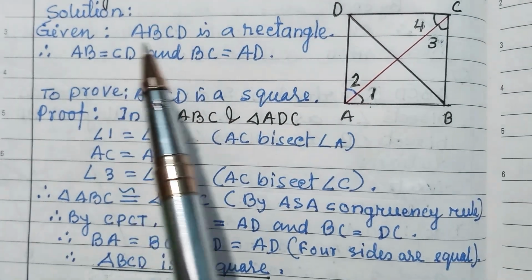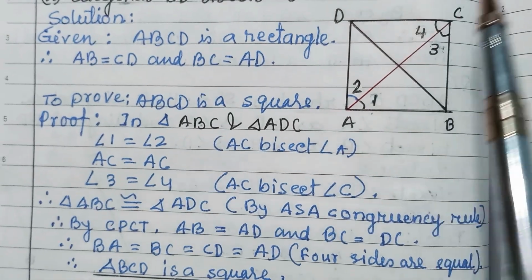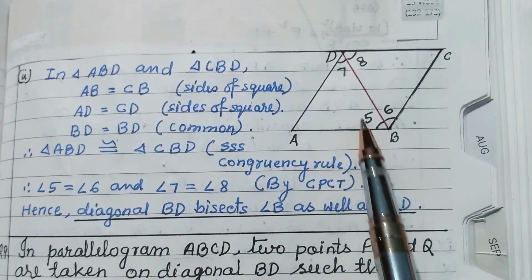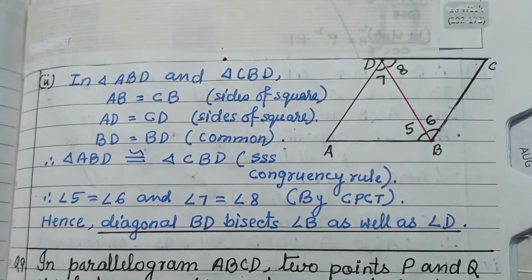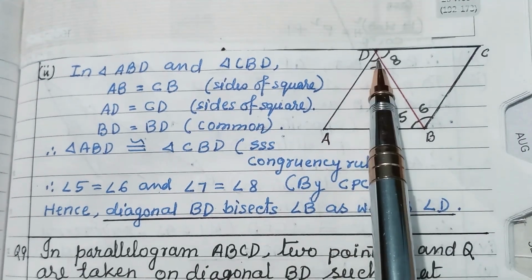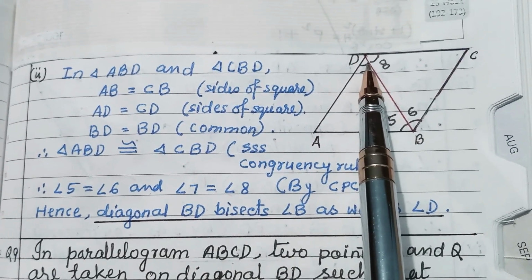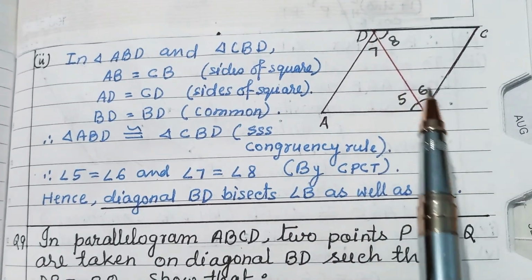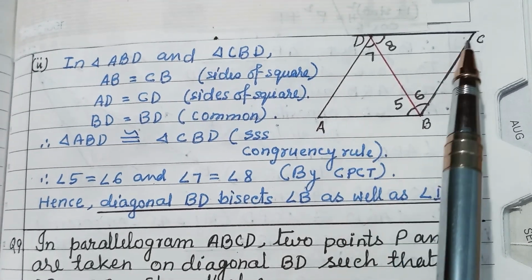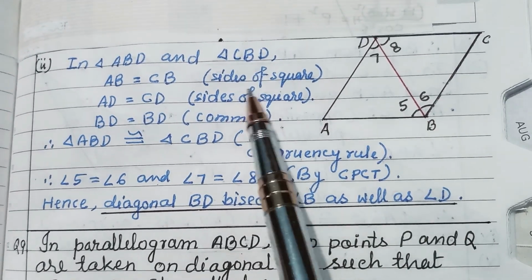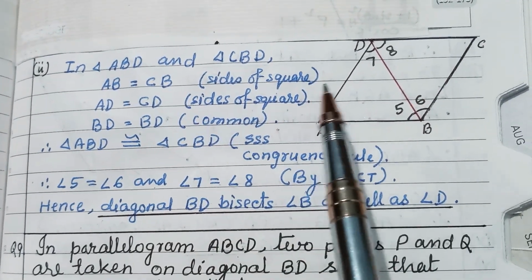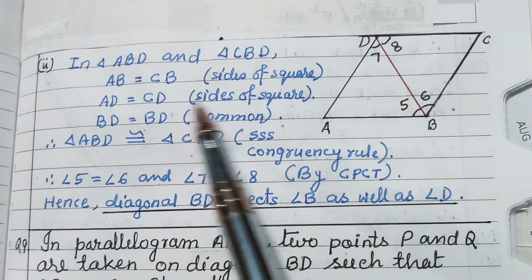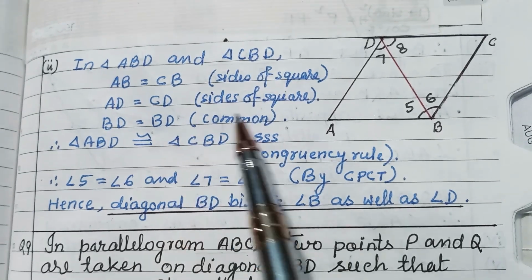Now, next part. Diagonal BD bisect angle B as well as angle D. Now, see here. Diagonal BD I have drawn. It is angle 5, 6 and 7, 8 we have drawn. In triangle ABD and triangle CBD, in these two triangle, AB is equal to CD, that we have got from the sides of the square. Because of that, and AD is equal to CD. Got it? Then BD is equal to BD is the common side.